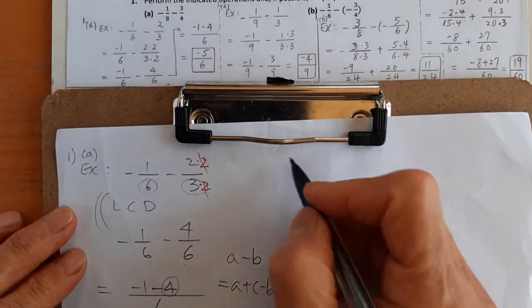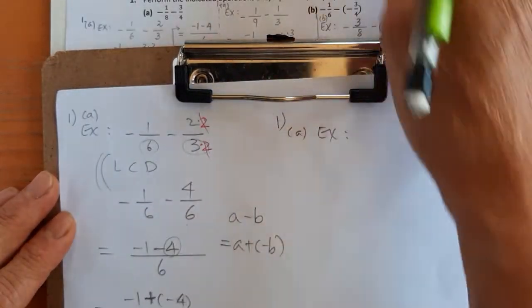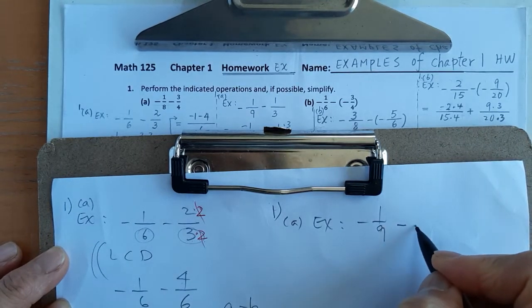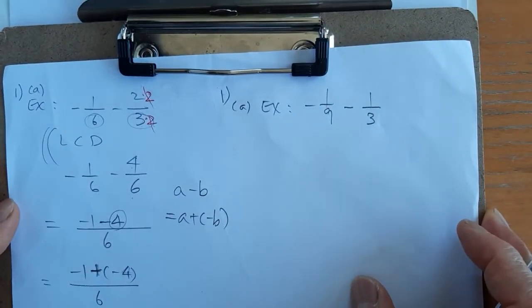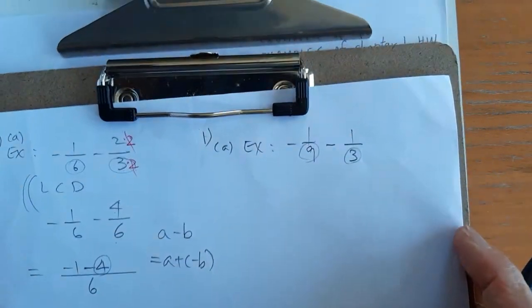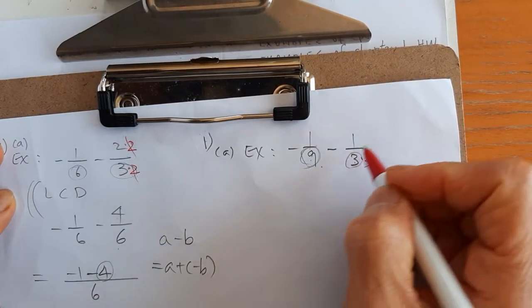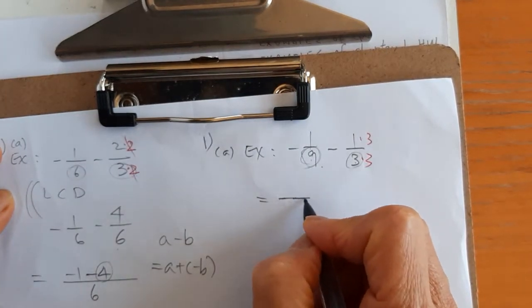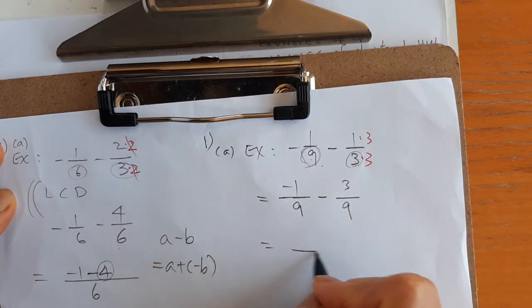Second, 1A, another example like this one. Negative 1/9 minus 1/3. Also find the LCD. Since this is 9, this is 3, the LCD is just 9. Because 3 times 3 is 9, both numerator and denominator times by 3. So you will get negative 1/9 minus 3/9. Then same denominator is 9.